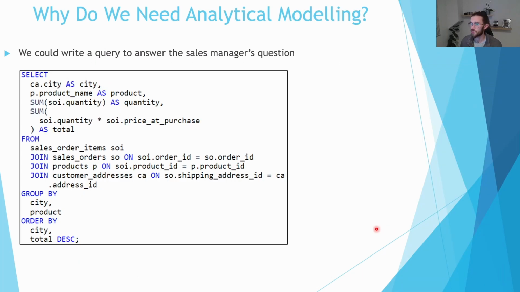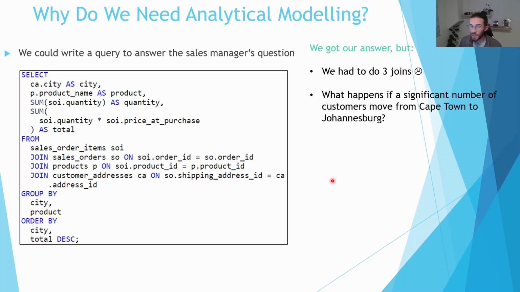Well, to answer the question, we could write a query, right? And query our data model. So effectively, we would select our city, product, and quantity over here, or sum total quantity, then also get a total value, so quantity times price, and select this from our sales order items, join this to sales orders, join this to products, join this to addresses to get the city information, then do a group by city and product, and then perhaps order that by city and total sales.